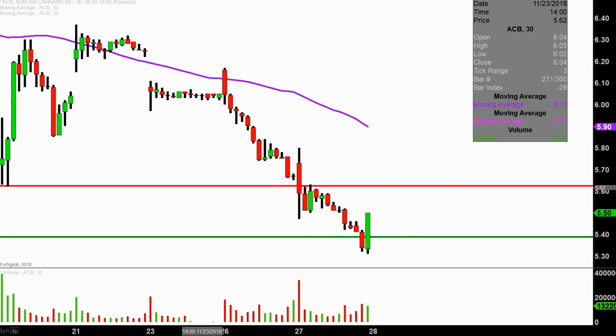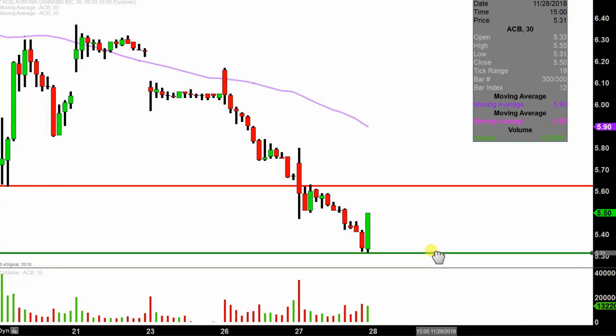As far as areas of support, now that we have more data, I'm going to just go ahead and adjust this line down, because the bleeding did stop today down there at $5.30. So that'll be that near-term level of support.